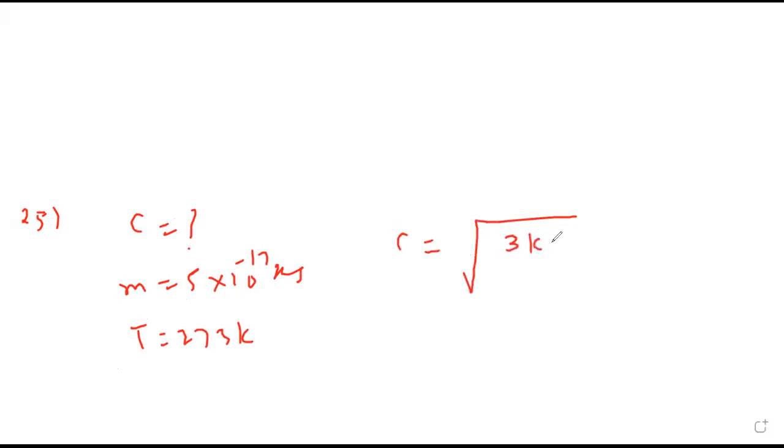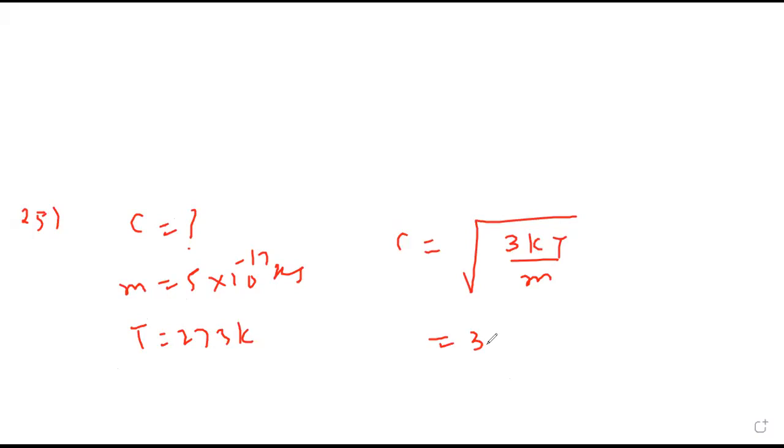RMS speed of a particle of fume, which is smoke, we want. If the mass is 5 into 10 raised to minus 17 kg, executing Brownian motion at NTP, that means 273 Kelvin. When the mass of one molecule is given, use root of 3kT upon m. k is the Boltzmann constant. Please remember the value of Boltzmann constant. Anybody remembers the value of Boltzmann constant?